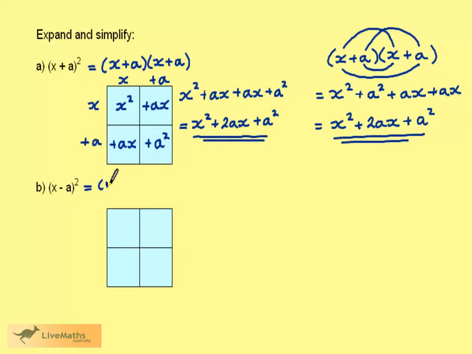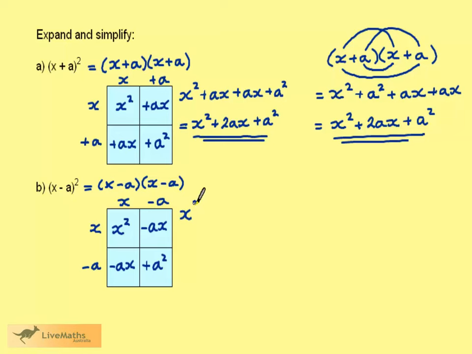X minus a all squared will be x minus a times x minus a. We can do this using the grid method. X and minus a, x and minus a. X times x is x squared. X times minus a is minus ax. X times minus a is minus ax, and minus a times minus a is plus a squared.